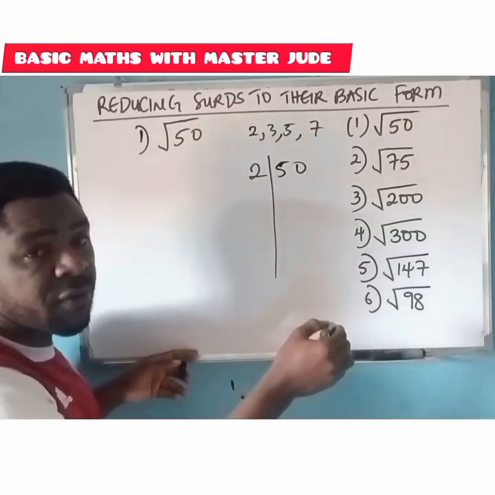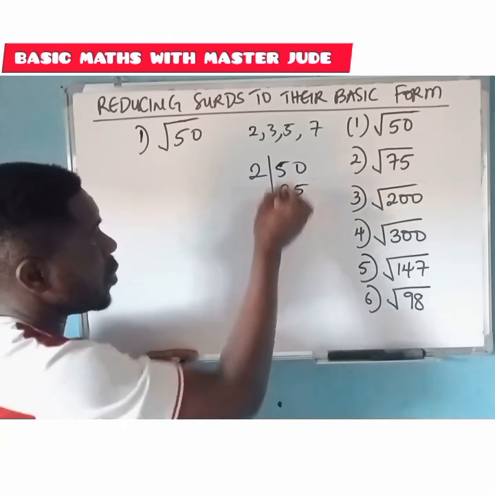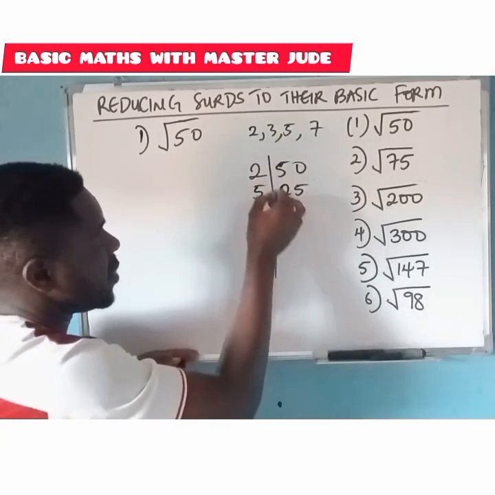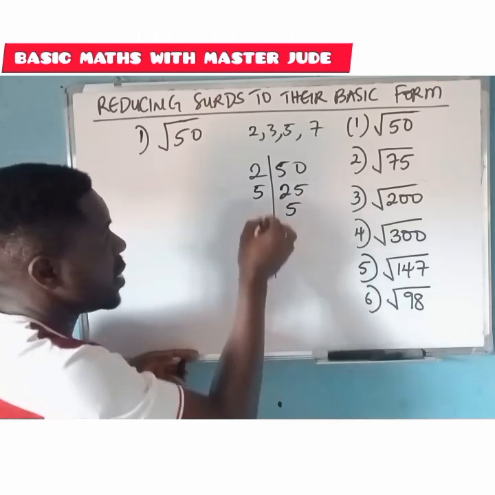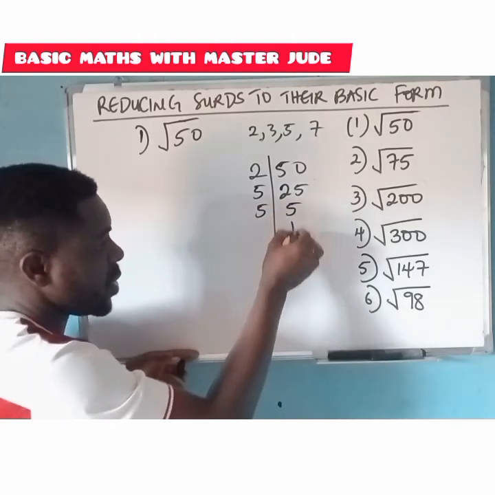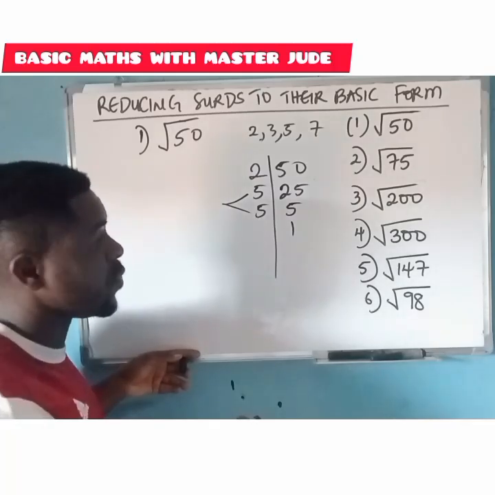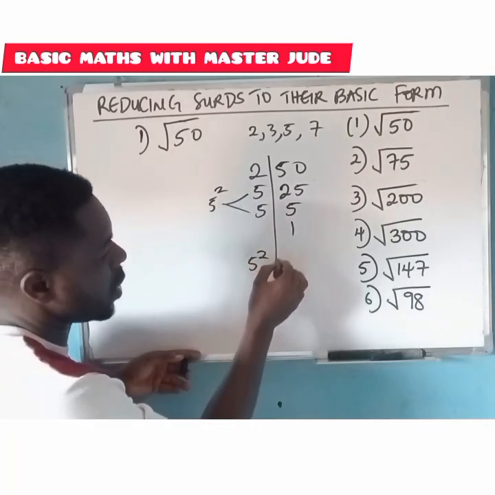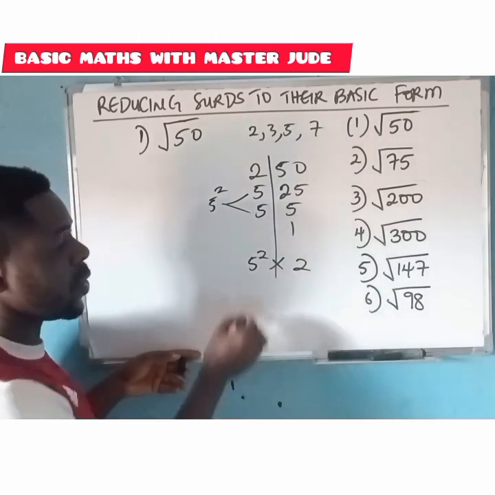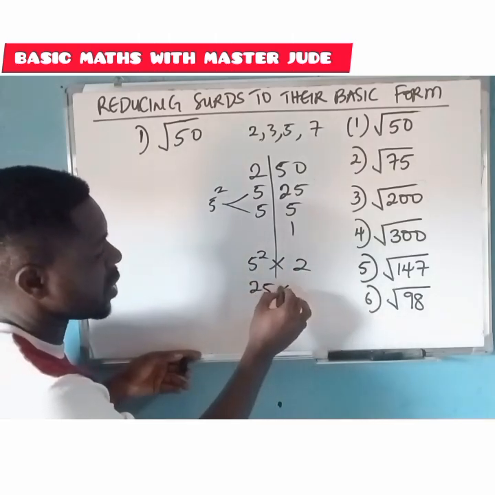2 can go into 50 without a remainder to give us 25. Now, 2 cannot, 3 cannot, you pick 5. 5 into 25 will give us 5. Now 5 can divide again. 5 into itself is what? 1. So you are going to pair numbers into 2's. So this is 5 squared. So what we have is 5 squared multiplying 2. And 5 squared is 5 times 5, which is 25, times 2.